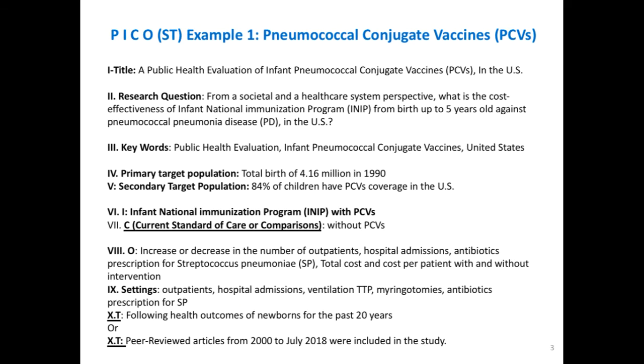Let's start with an example. The first example for PICO is the pneumococcal conjugate vaccine. So the title is the Public Health Evaluation of Infant Pneumococcal Conjugate Vaccine in the United States. The research question is, from a societal and a healthcare system perspective, what is the cost effectiveness of infant national immunization program from birth up to 5 years old against pneumococcal pneumonia disease in the United States?